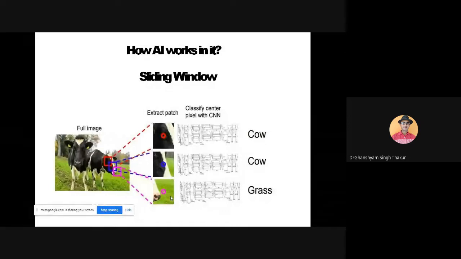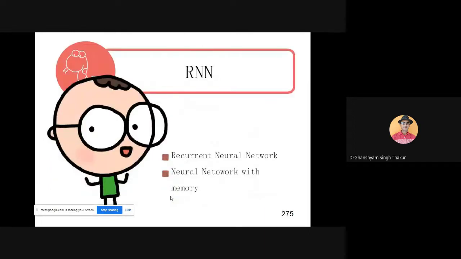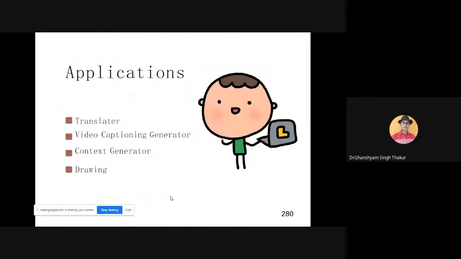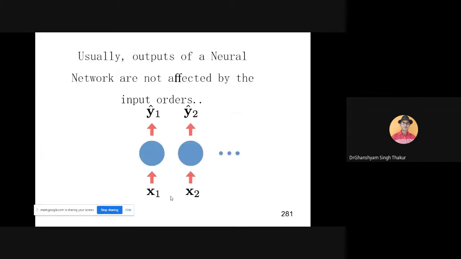So I think I have given the lecture in 90 minutes. I will summarize the whole presentation, the whole talk, in the coming slides. The RNN, the recurrent neural network, is a neural network with memory. These are some applications of the RNN: the translator, video captioning generator, context generator, and drawing.